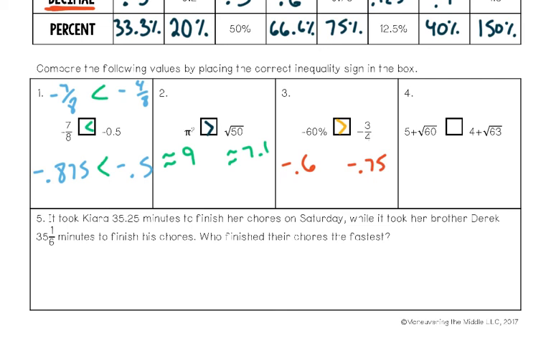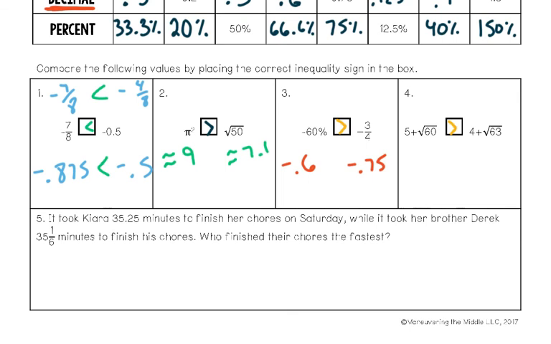I know for a quick shortcut on number 4, the square root of 60 and the square root of 63 aren't going to be too much different from each other. So when I'm adding 5 to this one and 4 to this one, I know that this one's going to be bigger just because these are about the same square roots and the 5 is bigger than a 4. So this one's going to be bigger.